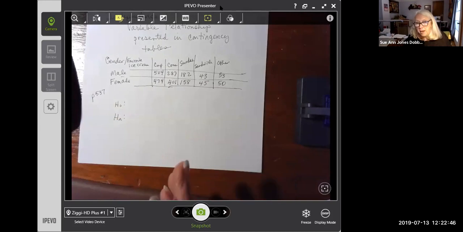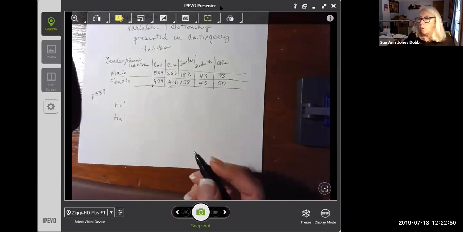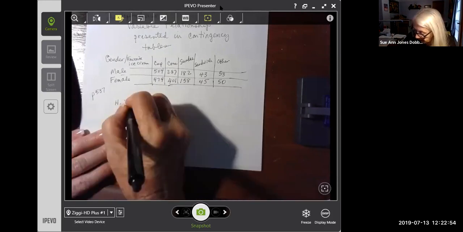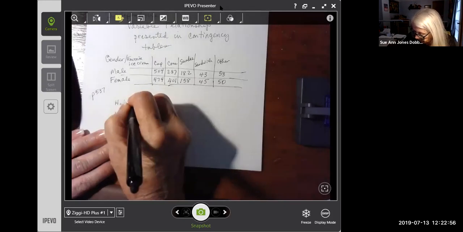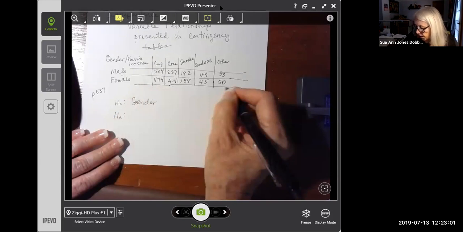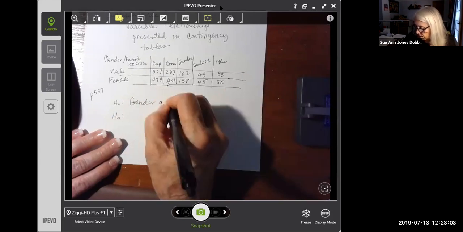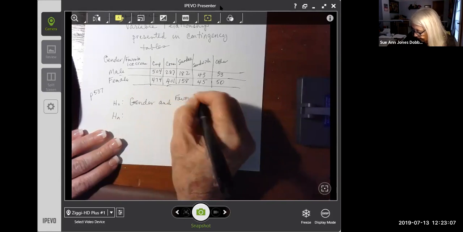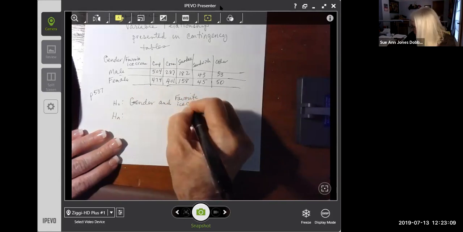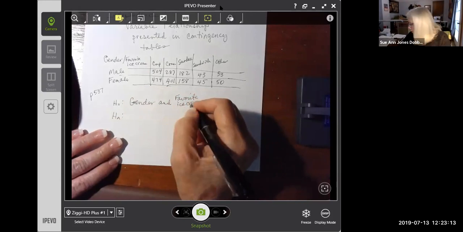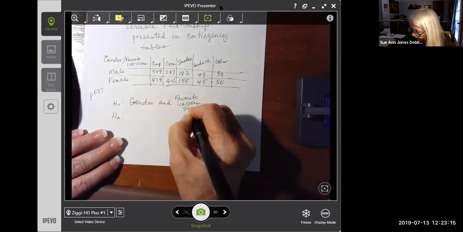Okay? So in this case, you can't use the generic form. You have to write it out specifically. So you would have to say that gender, which is the row subject, and favorite ice cream, I guess, style, are independent.